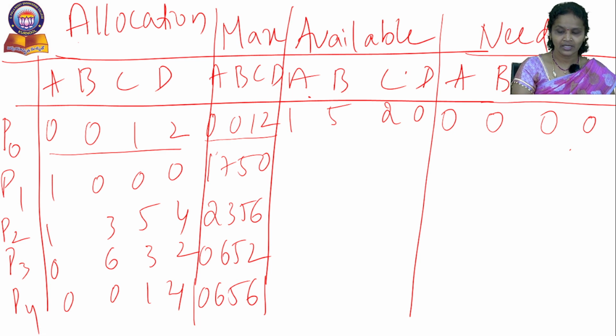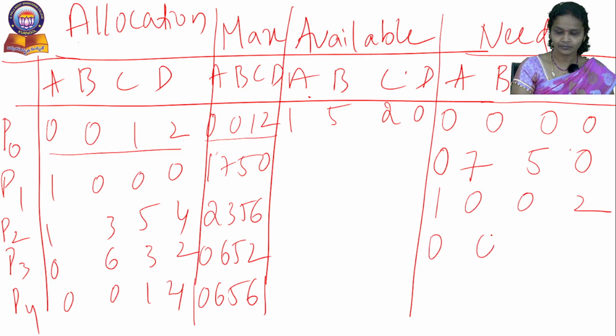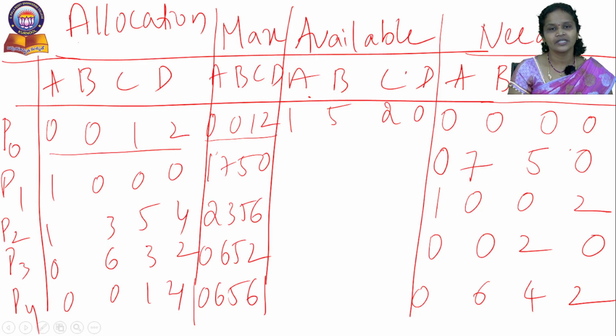Similarly, if we compute in the same manner, take process P1. Max is 1, 7, 5, 0 and allocation is 1, 0, 0, 0. So 1 minus 1 is 0, 7 minus 0 is 7, 5 minus 0 is 5, 0 minus 0 is 0. So this is the need matrix of process P1. Let me write the need matrix for the other 3 processes also. So this is the need matrix for each and every process. We need to calculate it for each and every process.